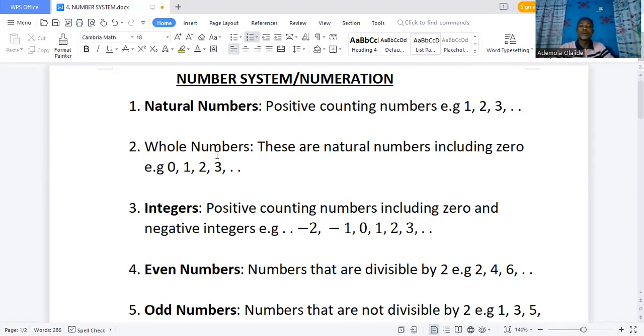Number 2, we have whole numbers. How are whole numbers different from natural numbers? Here we say these are natural numbers including 0. While natural numbers are basically positive counting numbers, the whole numbers are positive counting numbers including 0. 0 too is a whole number.